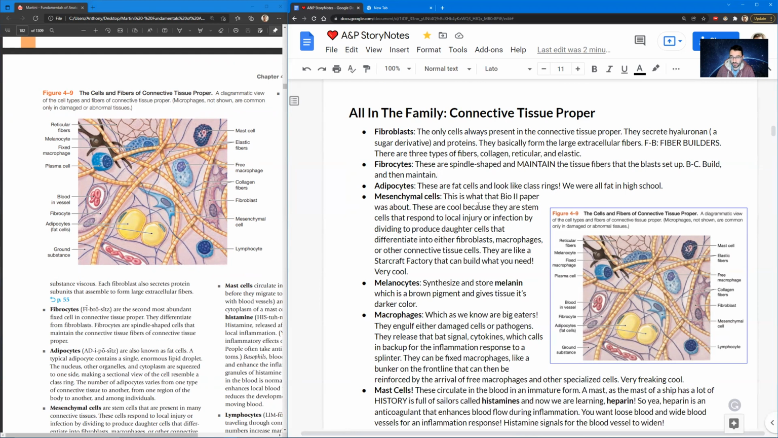Adipocytes, those are fat cells, and they look like class rings. You can see that here, this big yellow cell here.